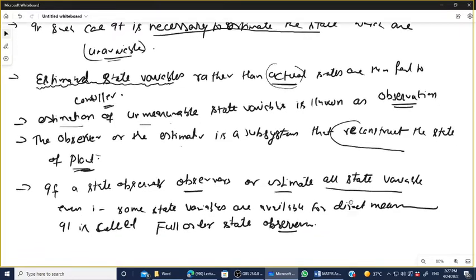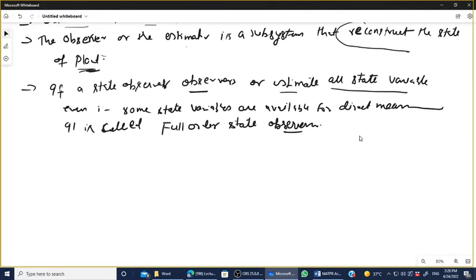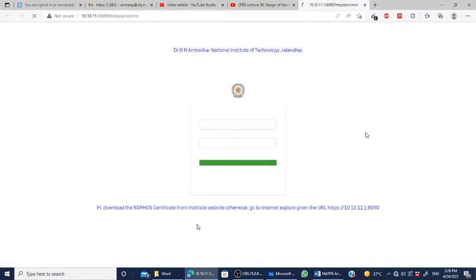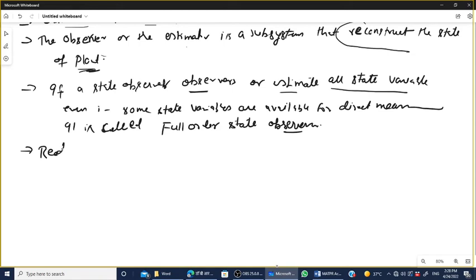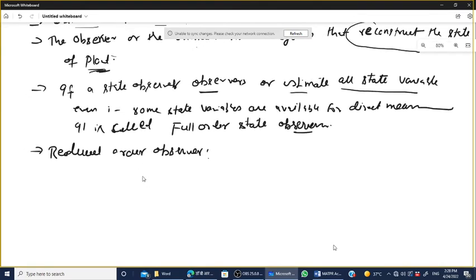then it is the full order observer. And if the state observer estimates only some non-measurable state variables, such a system is known as a reduced order observer. Reduced order observer, and it is nothing but it estimates.